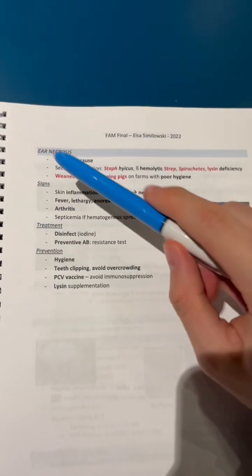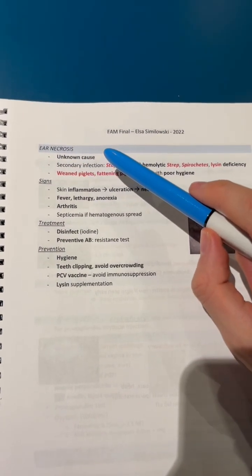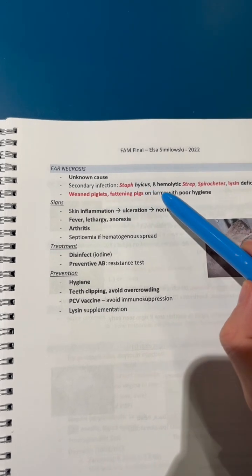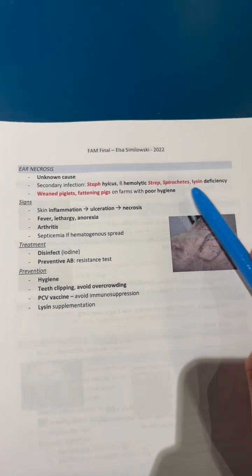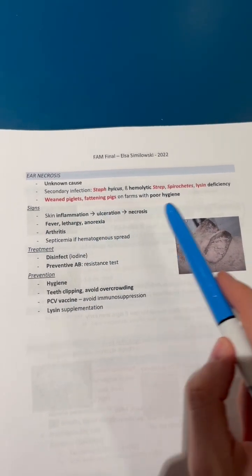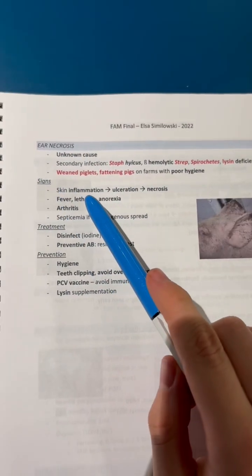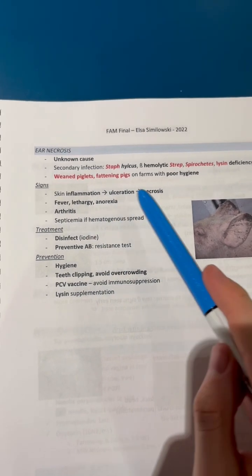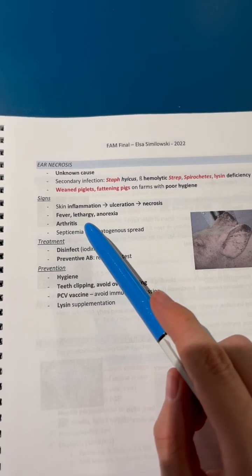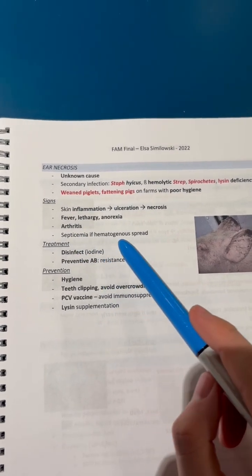For ear necrosis, the cause is unknown. It can be a secondary infection from Staphylococcus hyicus, or beta-hemolytic streptococcus, or lysine deficiency. It occurs in weaned piglets and fattening pigs on farms with poor hygiene. Signs are skin inflammation, which then becomes ulceration, which then leads to necrosis. The animals have fever, lethargy, and anorexia, and arthritis. There's septicemia if there's a hematogenous spread.